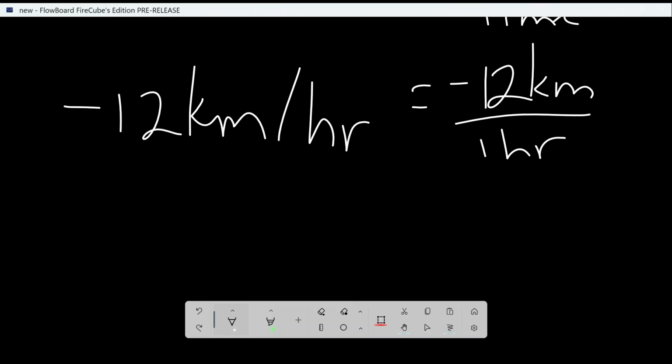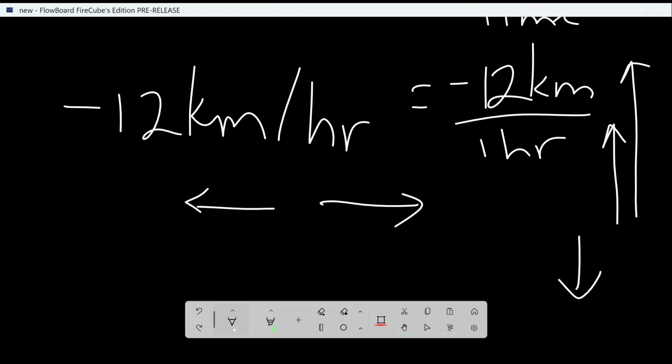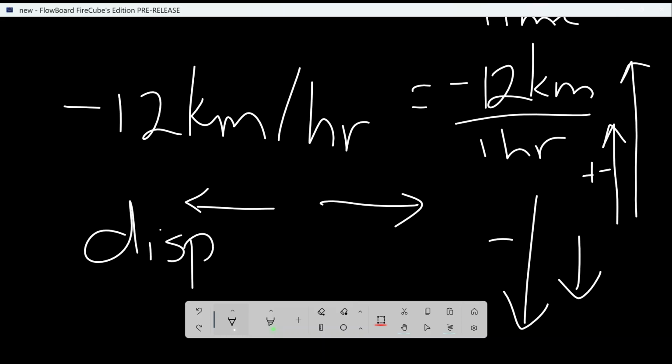So speed does not care about where you're going, whether you're moving backwards or forward. But if you're moving backwards, you're going to have a negative velocity. If you're moving forwards, you're going to have a positive velocity. We can also think about it as up and down. If you throw a ball upwards, you can think of it as having a positive velocity, and if you throw the ball downwards, you could think of it as having a negative velocity, just to show that velocity comes from displacement, and with displacement, we consider the direction in which an object is moving.